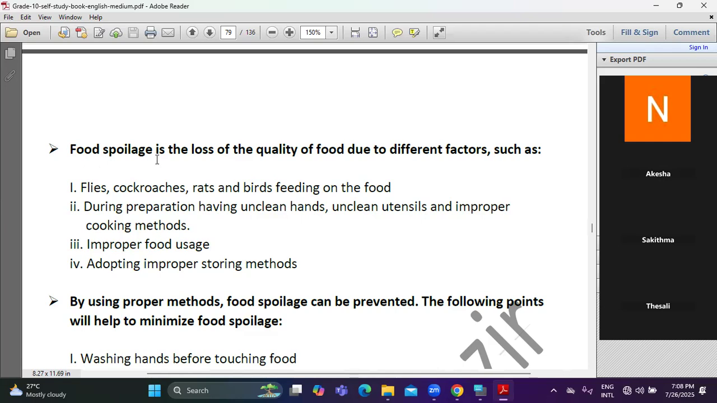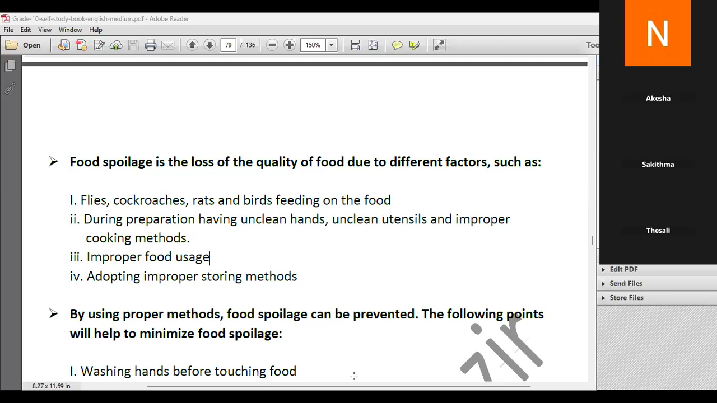So what are the different factors that affect the quality of food? Mosquitoes, flies, cockroaches, rats and birds feeding on the food, or during preparation having unclean hands, unclean utensils, improper cooking methods, improper food usage, and adopting improper storing methods. Add to that point, children: food spoilage is the loss of the quality of food, and by using proper methods, food spoilage can be prevented.